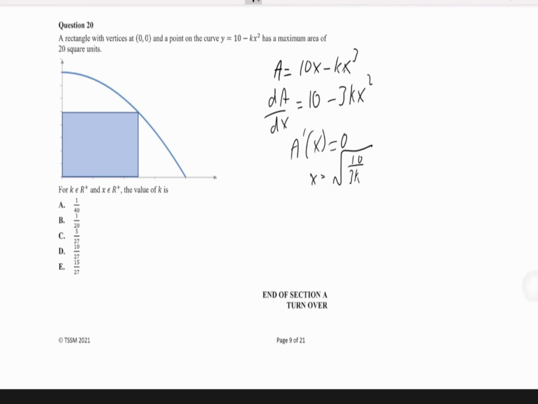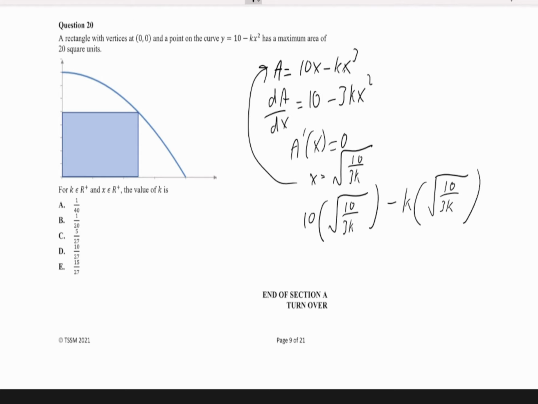And to get the maximum area, you plug it back into A, and you would get 10 times root 10 on 3k minus k times 10 on 3k to the power of 3. That has to equal 20 as well, because maximum area is 20. And you solve for k, and k is 10 on 27 if you plug it into your CAS. So that's 20D. That's multiple choice.